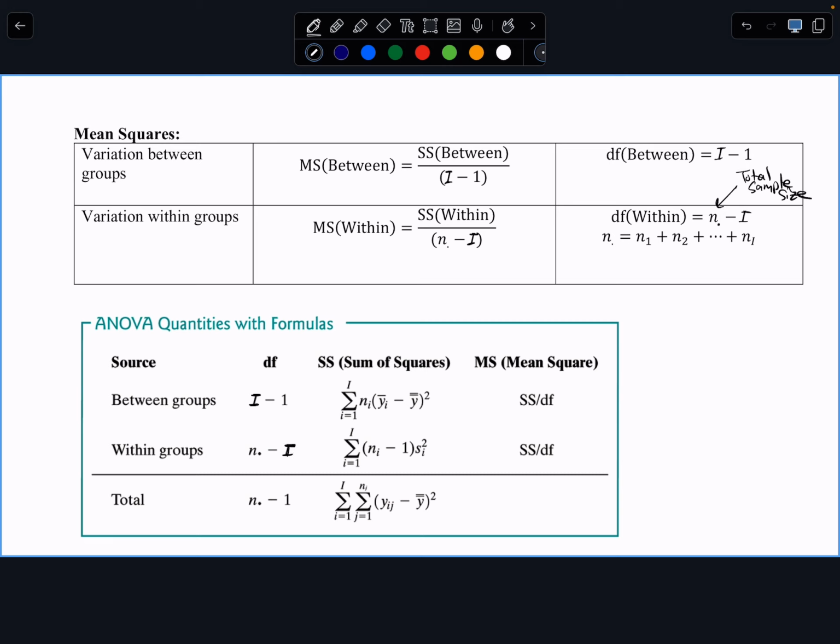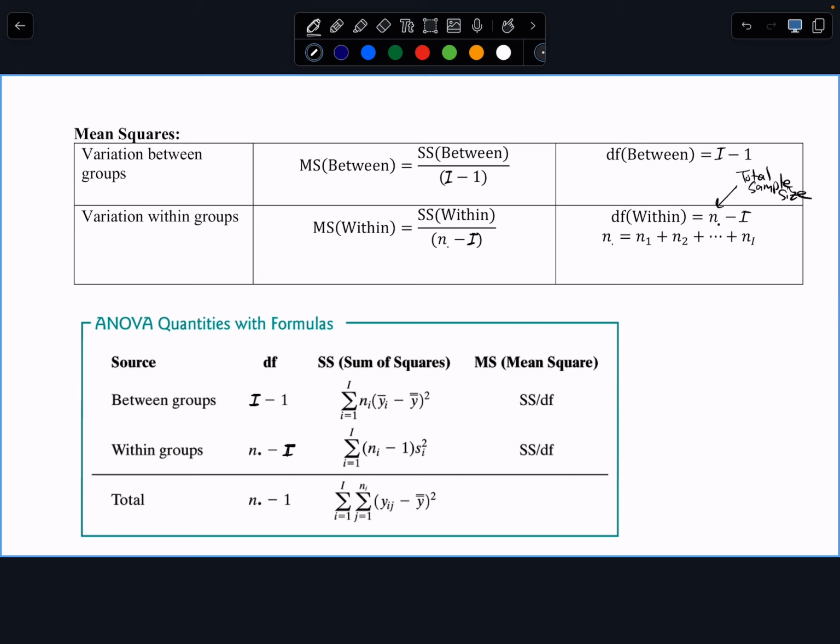Every ANOVA table has our sum of squares, which is given by this formula here. And if you add these two sums of squares, you get the total sum of squares. If you add these two degrees of freedom, you get the total degrees of freedom. And then the last column is nothing more than your mean squares. If I take this sum of squares and divide it by its degrees of freedom, I get this mean square here. And the same thing happens over here.